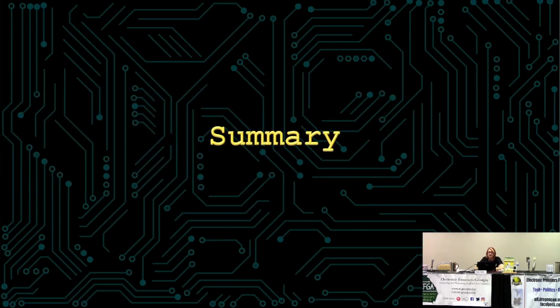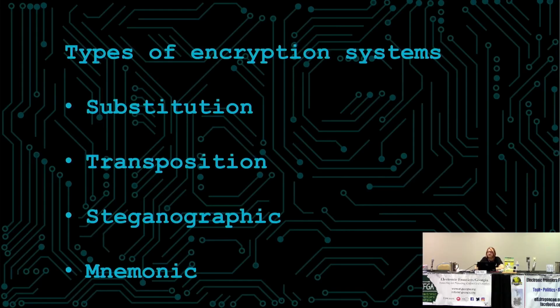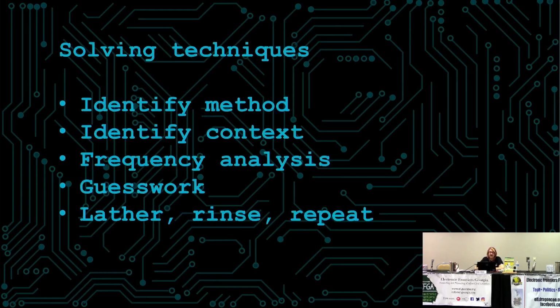So, summary. We have different types of encryption systems. We have substitution, transposition, steganographic, and the mnemonic that I showed you. And when you're trying to solve one of these, the first thing is see if you can identify the method, but even if you can't, try to identify the context. Was this a postcard? Was it a newspaper ad? Was it somebody's diary? And that's going to give you more of an idea of what you're looking for.